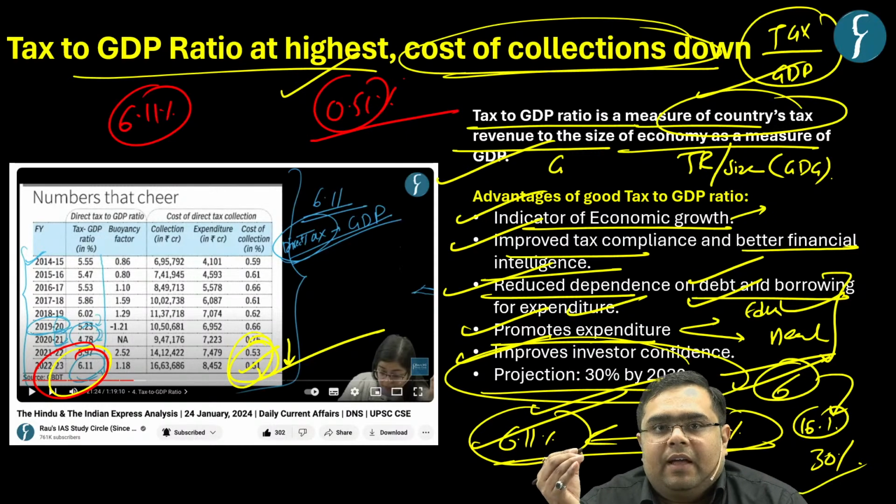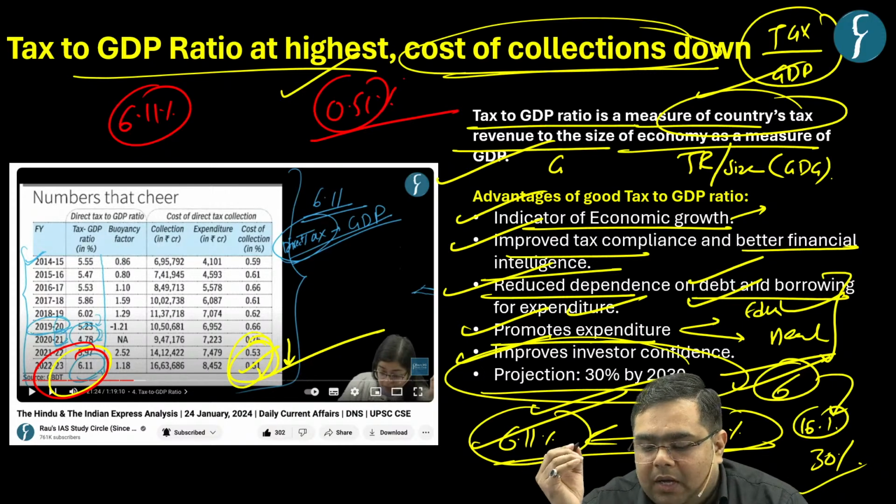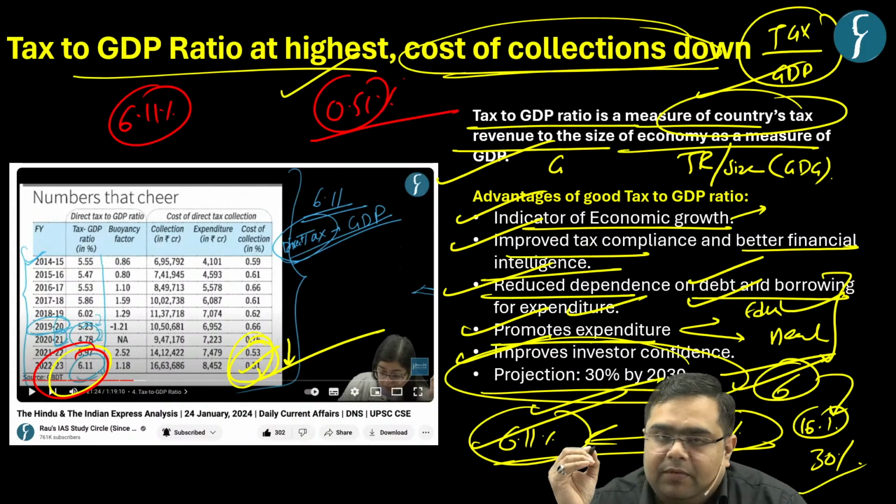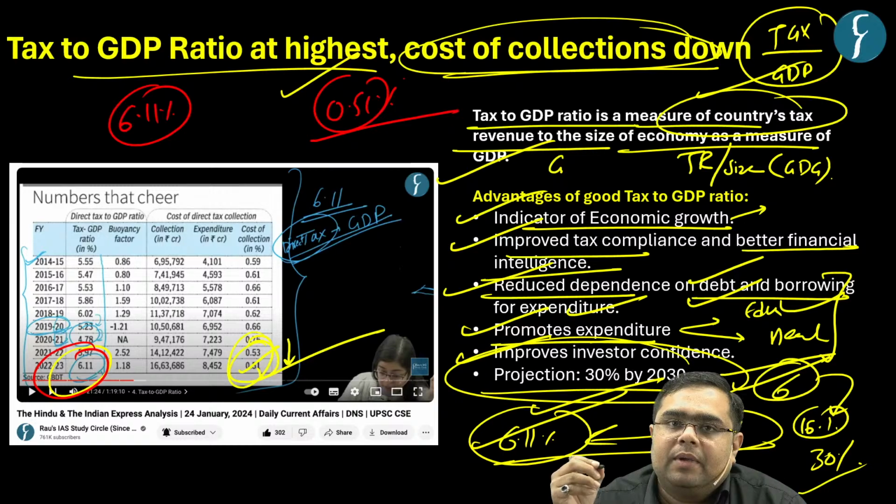So obviously we have read and understood the concept of tax to GDP ratio. You must all be elated to learn this. Is it all good, or are there any limitations?